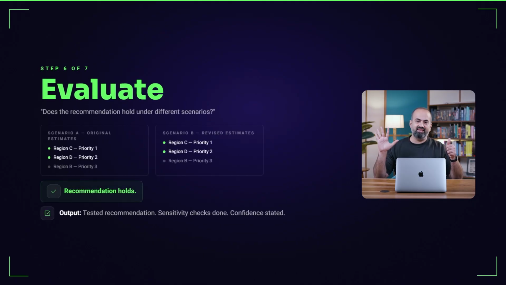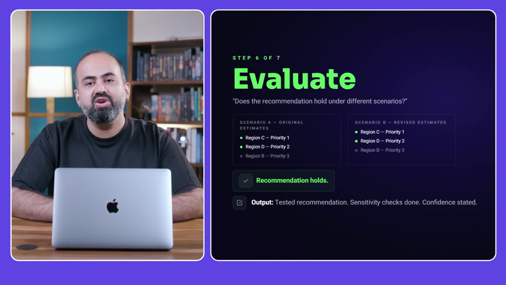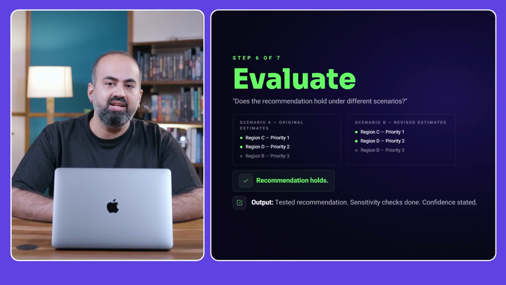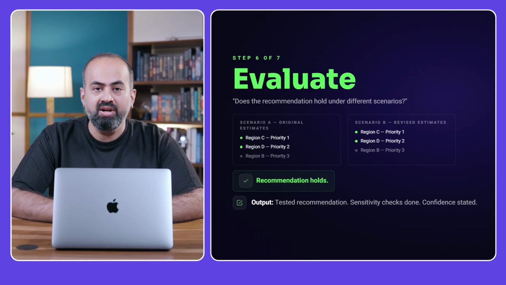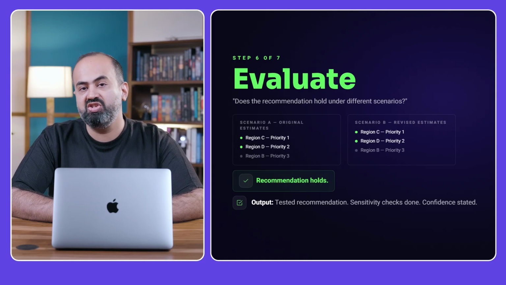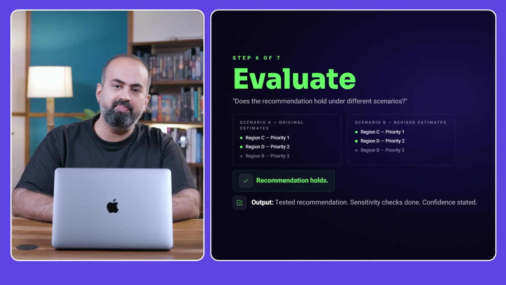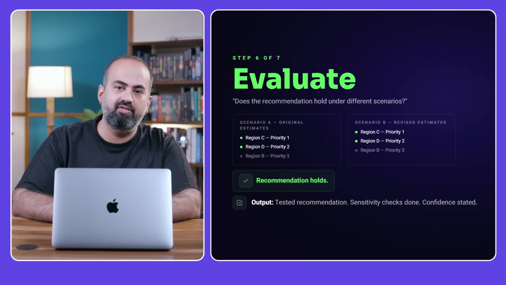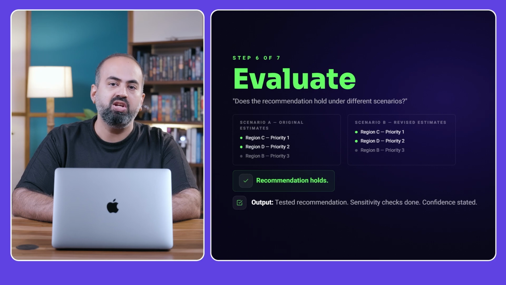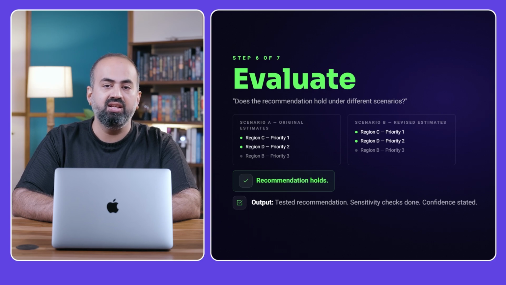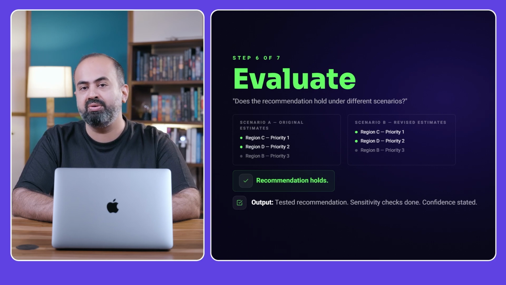Step 6. Evaluate. Before you communicate, you recheck the recommendation. Does it hold if key assumptions change? What happens under a different scenario? Thus separating a fragile recommendation from a robust one. You're not changing the decision, you're checking whether it survives scrutiny.